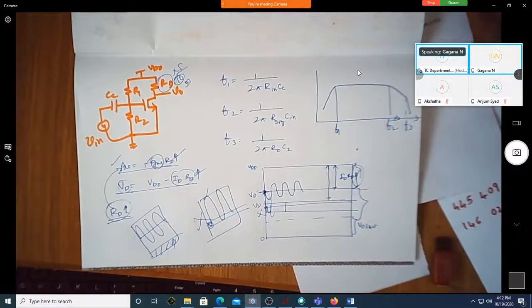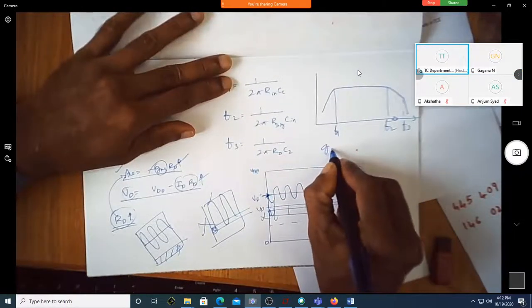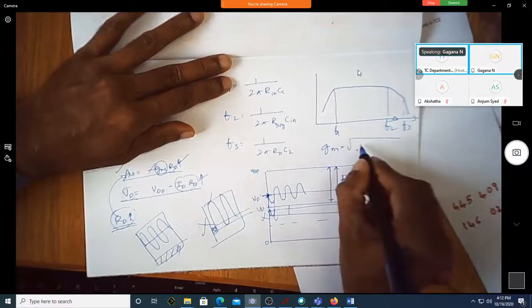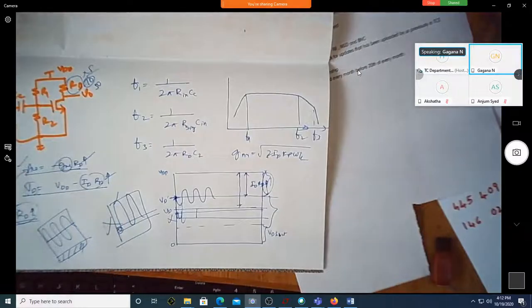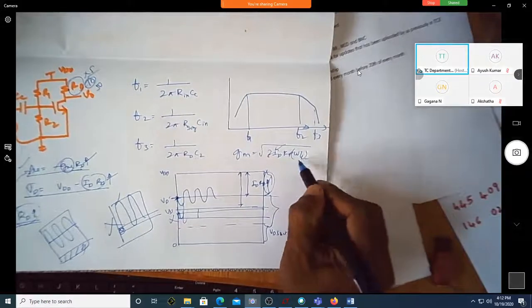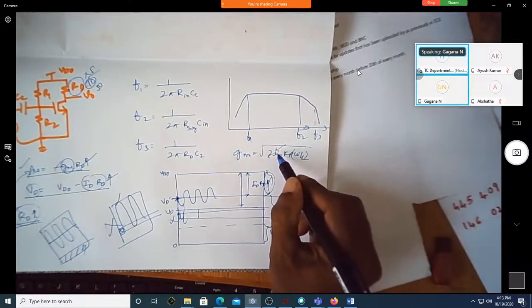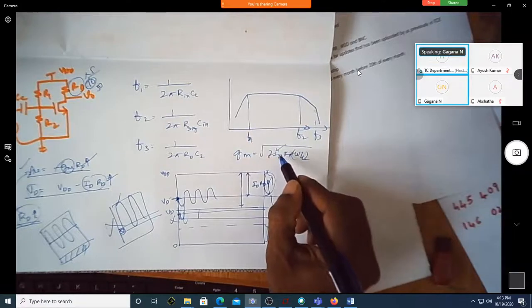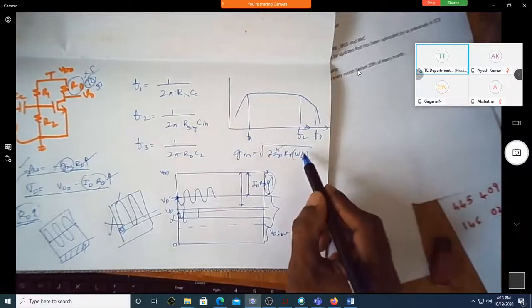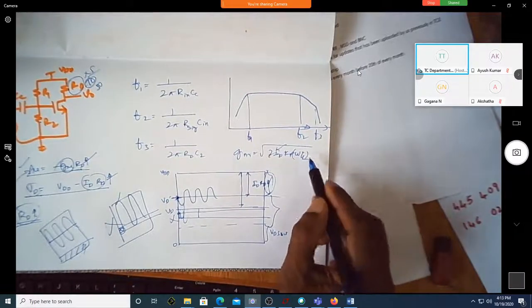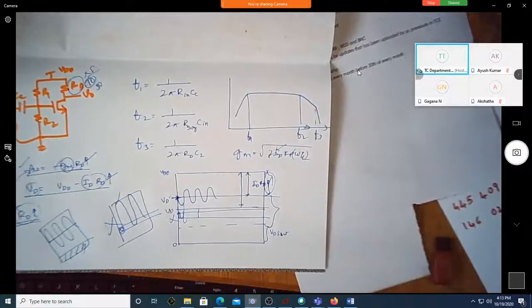Now can I increase GM instead of RD? How do you increase GM? What is GM equal to? Siemens. You can increase ID, you can increase W by L. Of course, increase in W by L is nothing but that will increase the value of ID. So does this ID increment, by increasing R2 or by increasing W by L, not again reduce the value of VD?